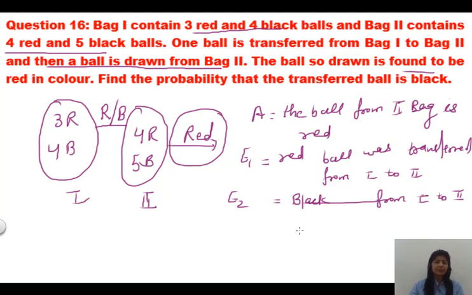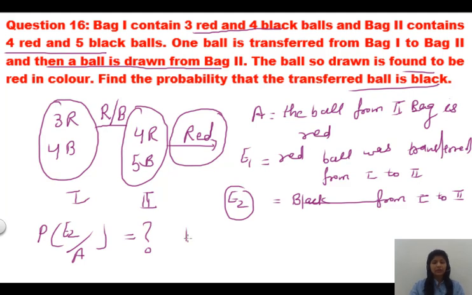Fine. Now if a black ball is transferred, what do we actually have to calculate? We know that the ball is of red color. What do we have to find? That the ball transferred was black. So for black, which is the event? E2. So we have to calculate P of E2 given A.